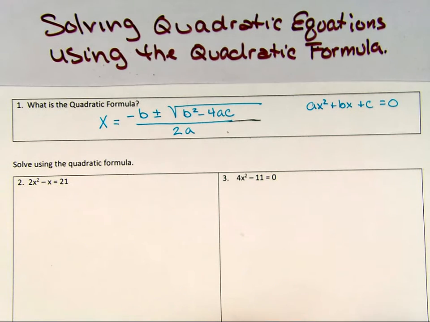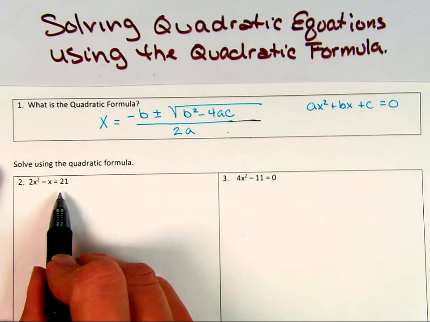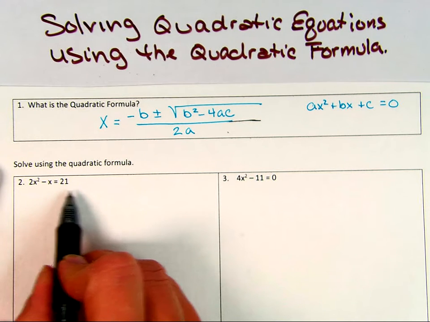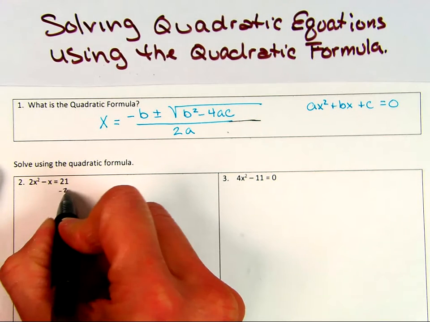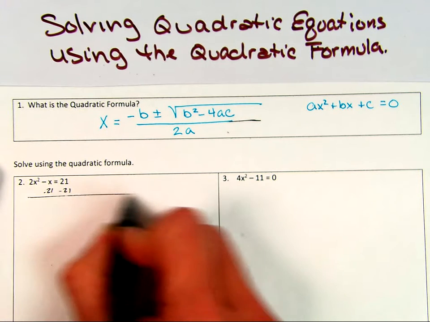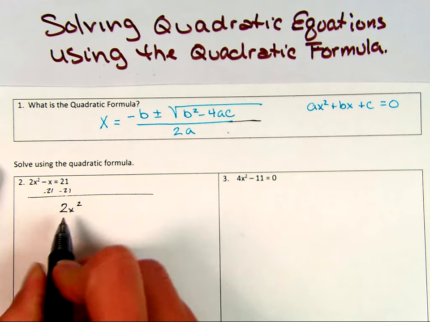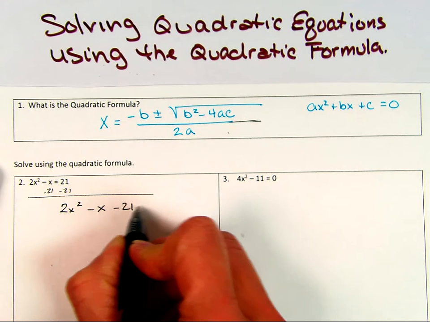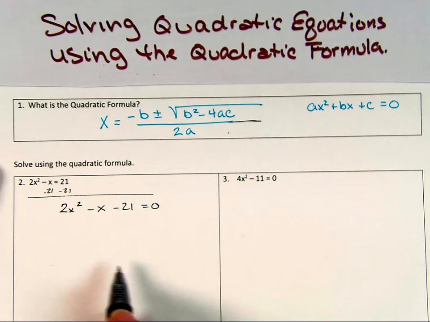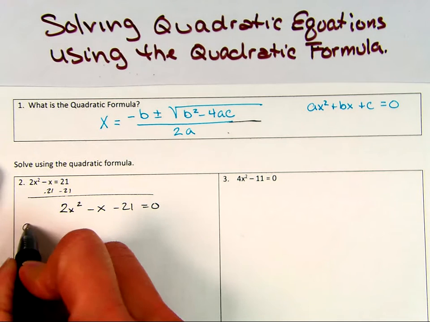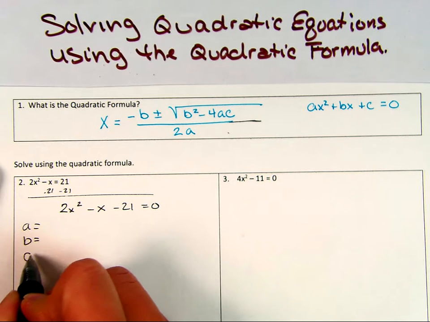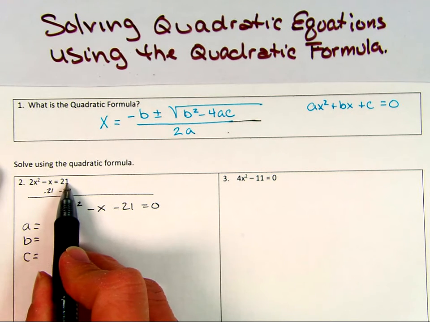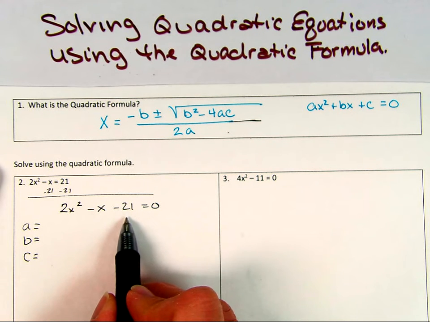You must have your quadratic equation in standard form. This is not in standard form because I have a 21 on the opposite side. So I need to subtract 21 from both sides. Standard form means I have the quadratic term first, then the linear term, then the constant. And when it's in standard form, then I can find my A, my B, and my C. Otherwise, if I said 21 was C, that would be wrong because C is negative 21.